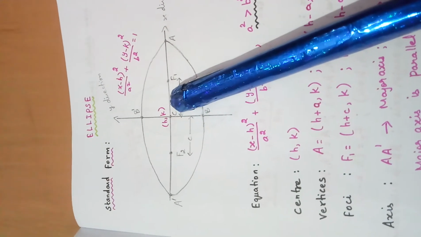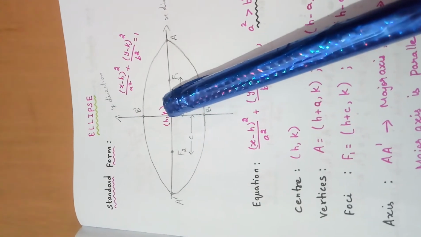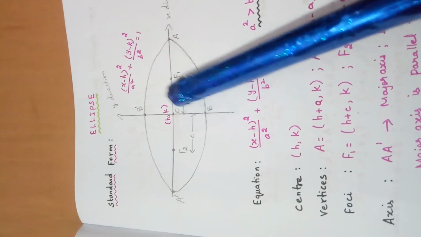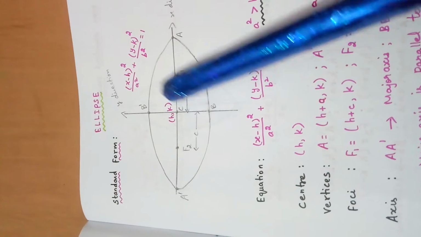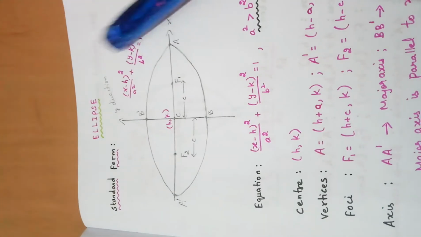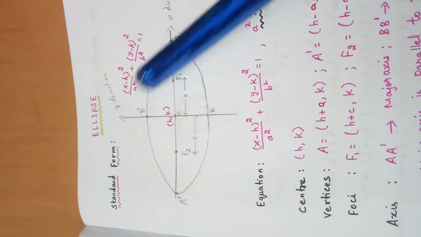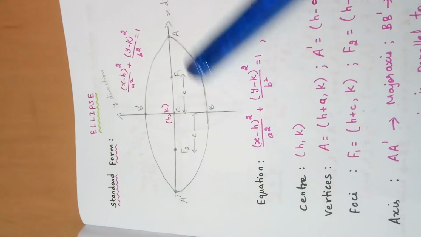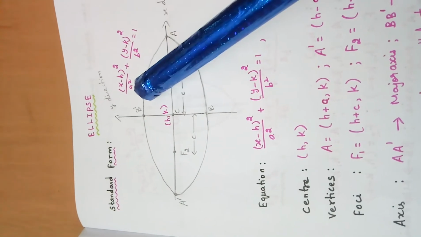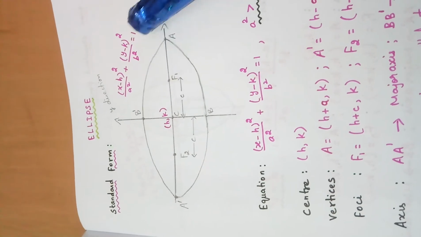C represents the center of the ellipse, which is given by h comma k. So the center of the ellipse is denoted as h comma k. C means center. Okay. Now we will first see what is the equation of this diagram. This diagram is called ellipse, I said. The equation of this ellipse is given by x minus h whole square by a square plus y minus k whole square by b square is equal to 1.